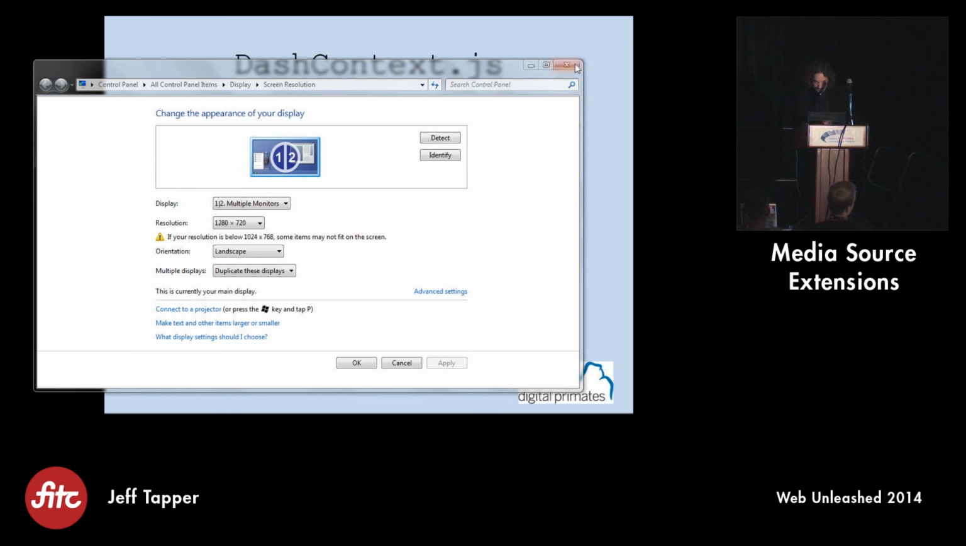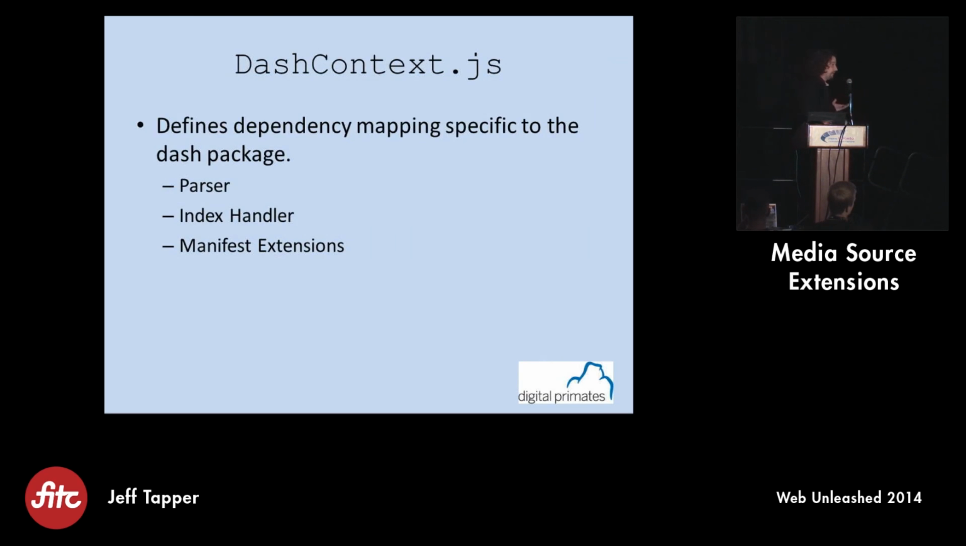Or it has another method inside the index handler, getSegmentForTime, if I'm going to seek to a particular point in time. So that method takes two arguments, the time I'm seeking to and the bit rate I want to play back. So the index handler is purely responsible for figuring out which segment I want.